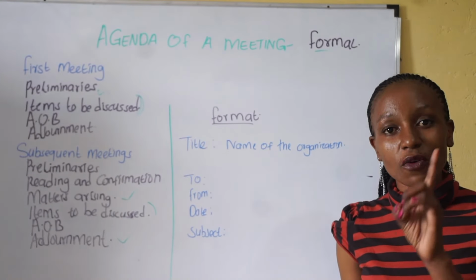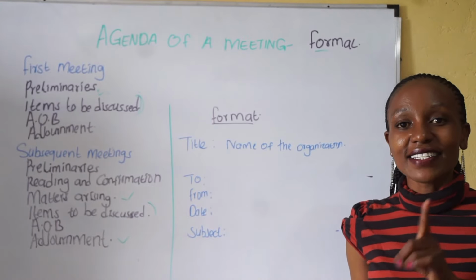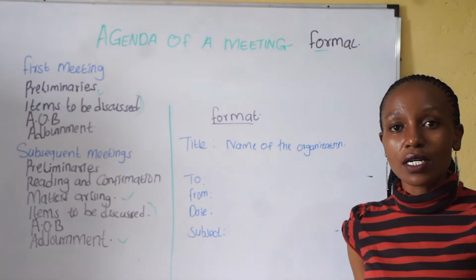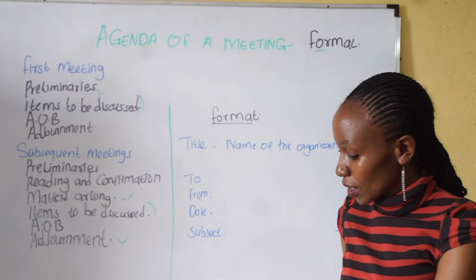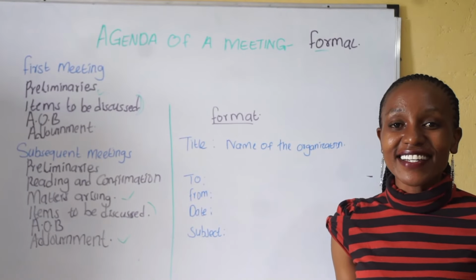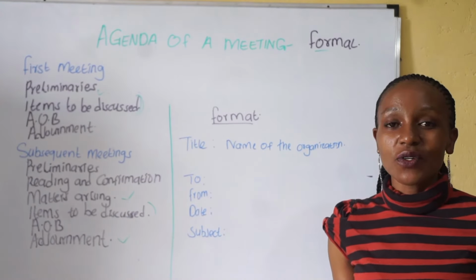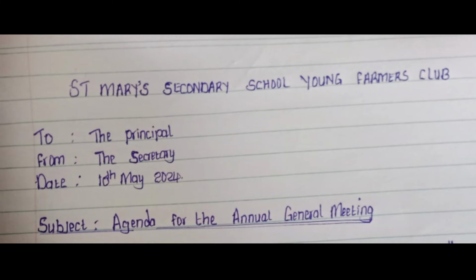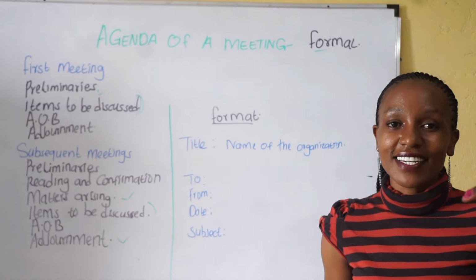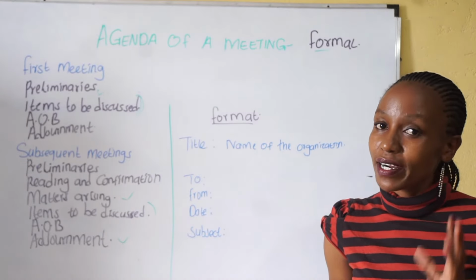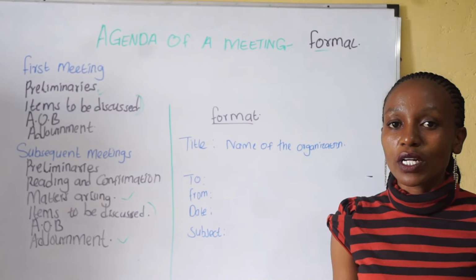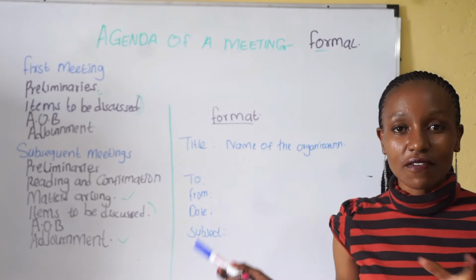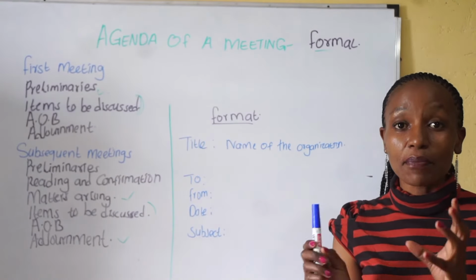And for the agenda, you must begin your subject with "agenda for". Since it's an end-year meeting, it's the annual general meeting. So we are going to have "agenda for the annual general meeting". And we're supposed to have an introductory paragraph. That paragraph will contain the venue, the time, and the date of the event, just to introduce our work properly.